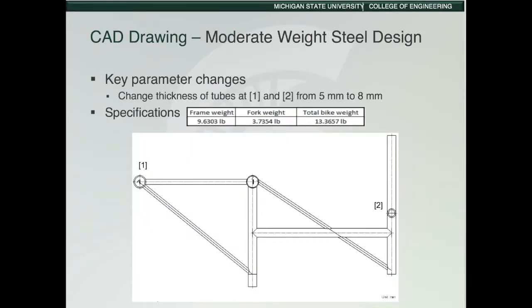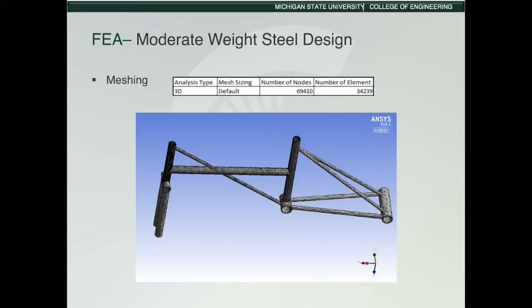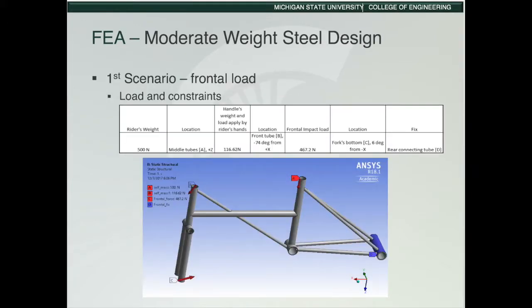For the second design, we changed the thickness of the tubes in sections 1 and 2, as shown down below, from 5 mm to 8 mm. And we also changed the thickness of the tubes in sections 3 to 6 and the thickness of the fork in sections 1 and 2 from 2 mm to 5 mm. After changing geometry, the number of elements is around 34,000, and all assumptions didn't change.